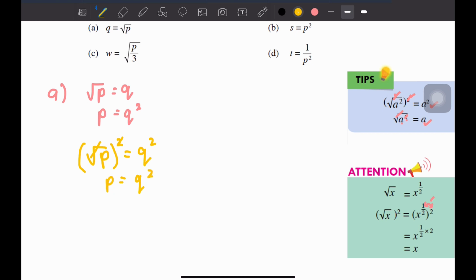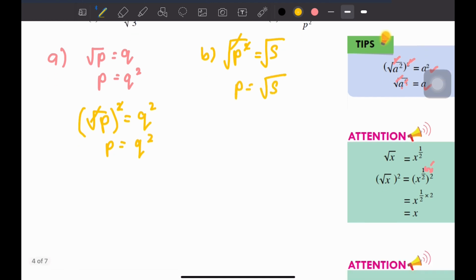Next B. We have P square is equals to S. So how to buang the square? So kita kena square root kan? So we need to square root it both sides. So square root dan square jumpa dekat hilang. So P is equals to square root of S. Okay, next C.